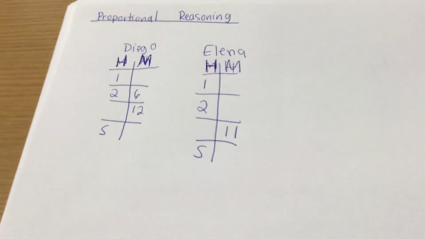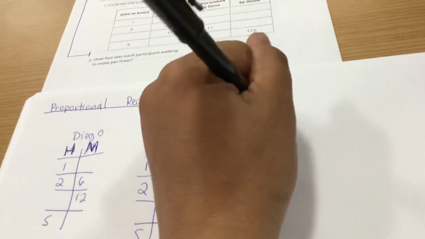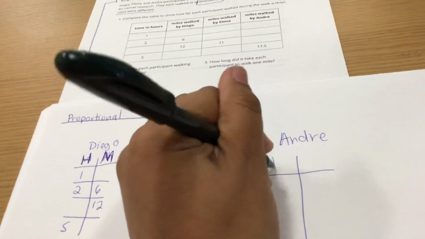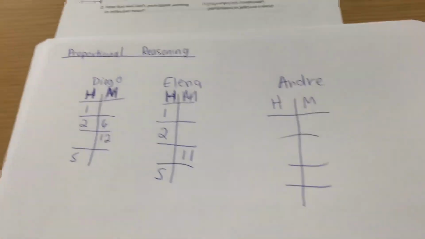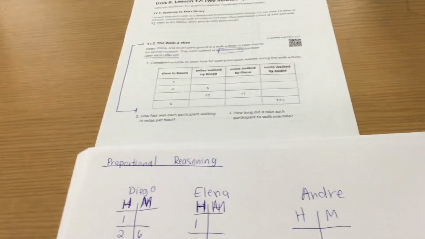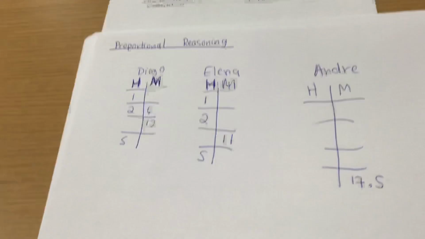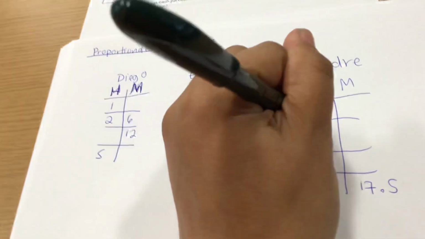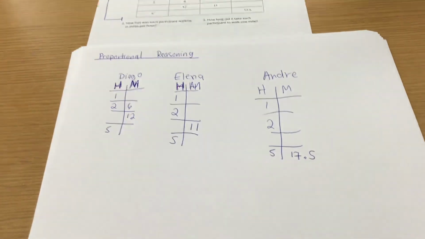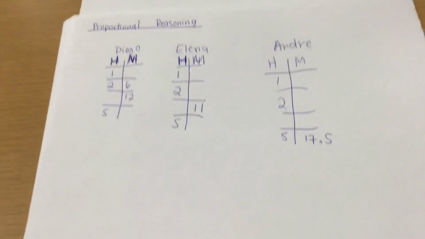Next up, we would have Andre. And then again, for Andre, we would have his hours and his miles. I got it right that time. And he only has a bottom box of 17.5 miles, and it took him 5 hours. So this is 1 and 2. So hopefully, if that format is hard for you to look at, you can transition to this format.